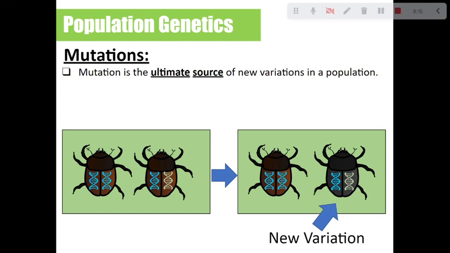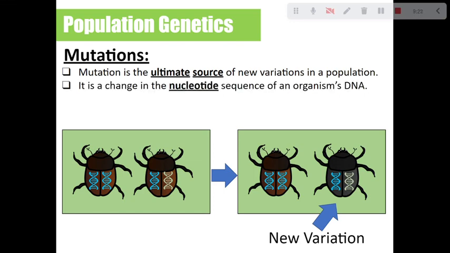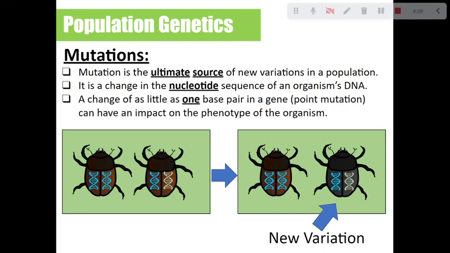So first, let's talk about mutation. So mutation is the ultimate source of new variations in a population. So it is a change in the nucleotide sequence of an organism's DNA. So a change of as little as 1 base pair in a gene with a point mutation can have an impact on the phenotype of a given organism.